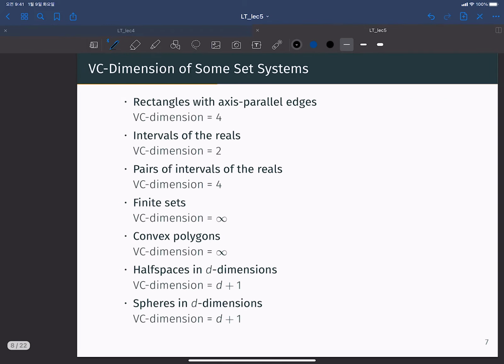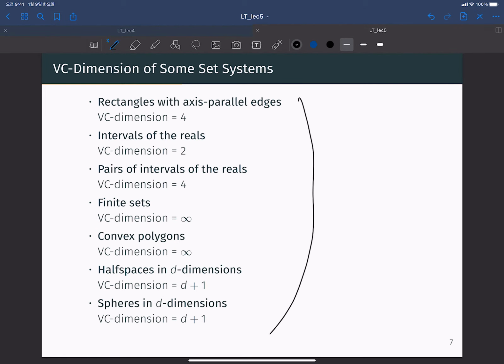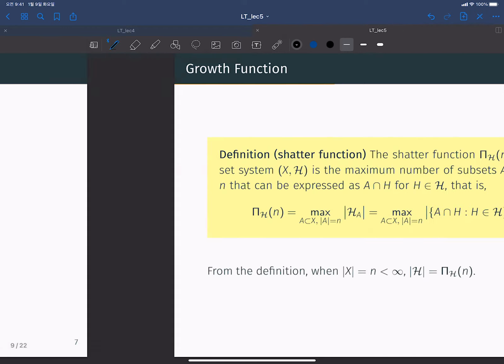So these are examples of VC dimension with different hypothesis sets. I'm going to skip this right now. But if you have any questions about constructing these hypotheses yourself, please use our Q&A board in Discord or KLMS if you want.